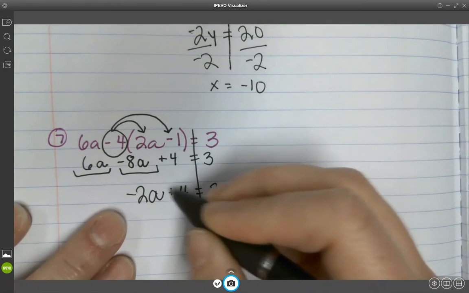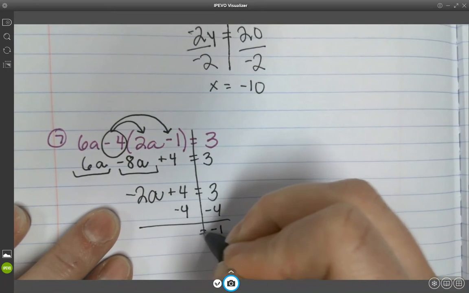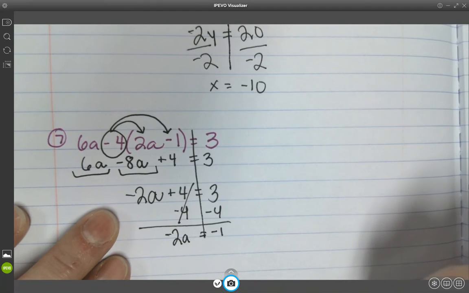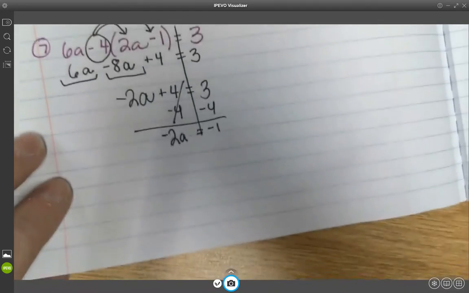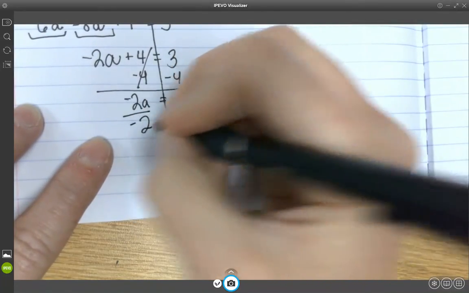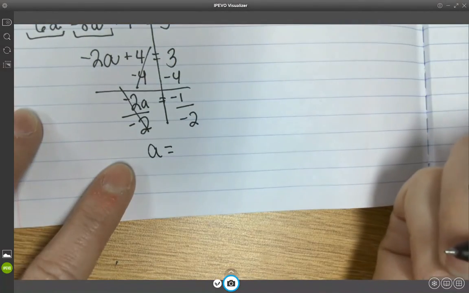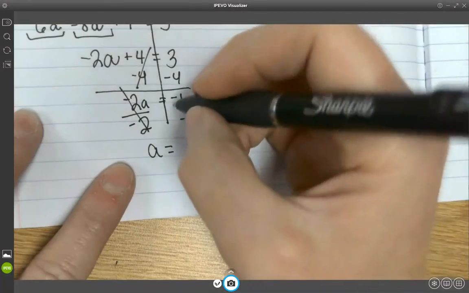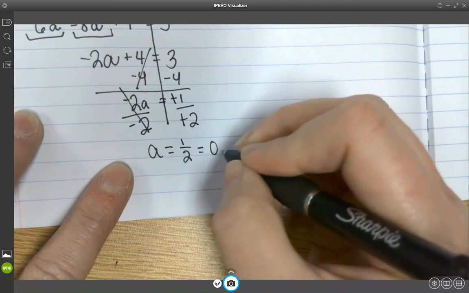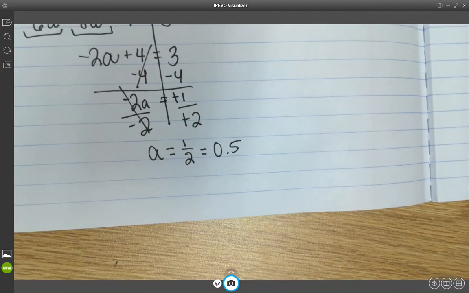Now keep on moving along. Yep. Then we need to get a by itself still. So we need to divide by the -2. Get a equals. If I have a negative divided by another negative, it's going to become positive. 1/2. Or we can put it as 0.5. Half is a terminating decimal, so that's why I can do that.